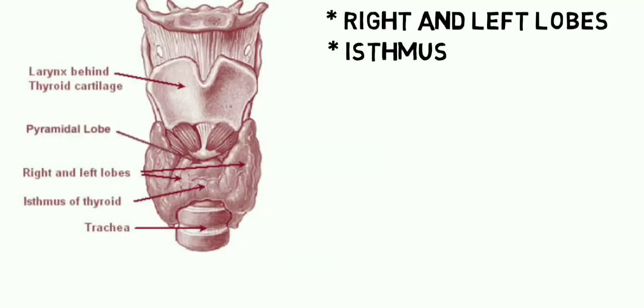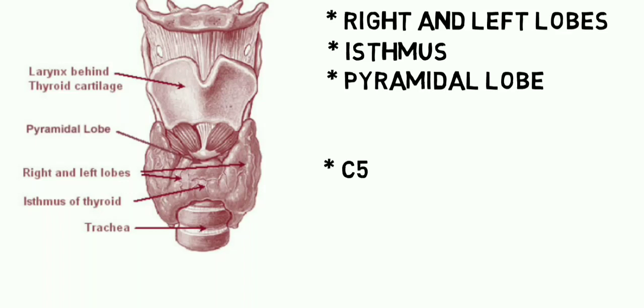Okay, so the thyroid gland has basically got right and left lobes, an isthmus, and a pyramidal lobe. In this picture, you can see the right and left lobes of the thyroid gland. It's basically a butterfly shaped gland. You can see a narrow part which connects the right and left lobes, which is the isthmus. Isthmus generally means a constriction, in any organ of the body. You can see a small extension above the isthmus, which is the pyramidal lobe.